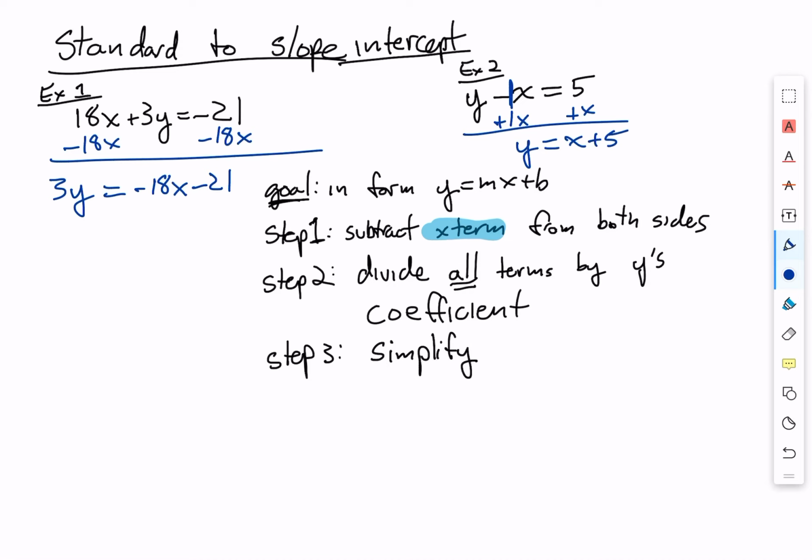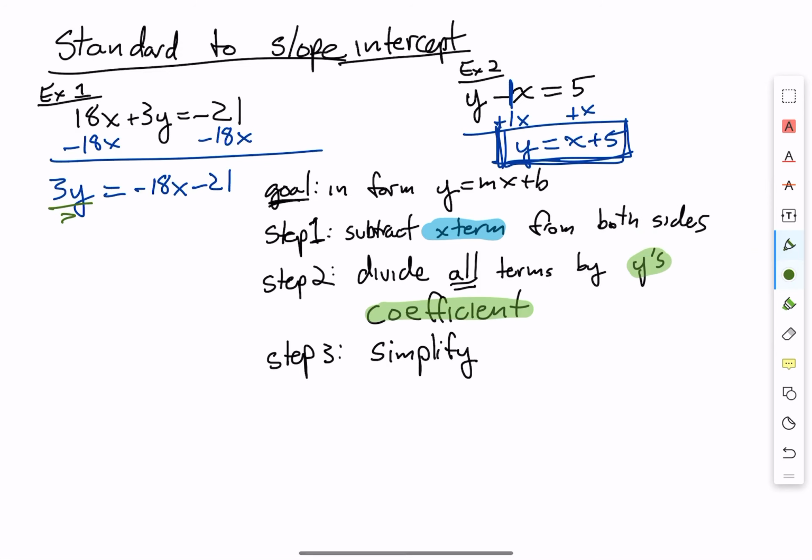For this example 2, by the way, this next step, divide all terms by y's coefficient. If y's coefficient is 1, and so it's just written as y, you don't have to do that step. So example 2 is actually complete here. Example 1, we're not done yet. We're closer, but we need step 2 now, which is by y's coefficient, meaning just the number in front or before y.